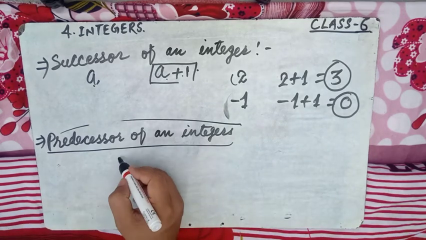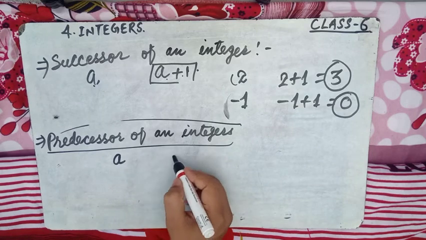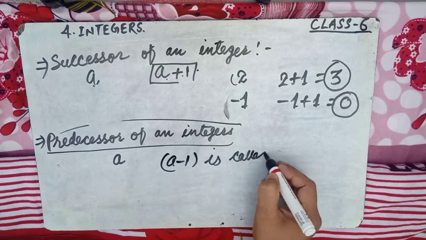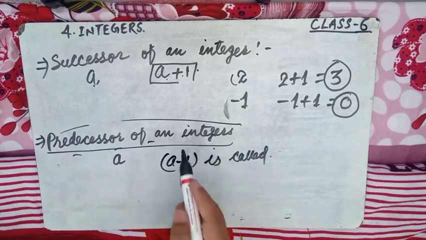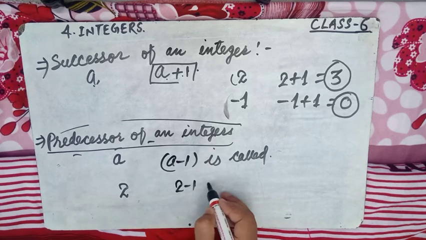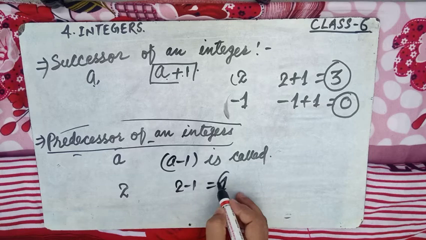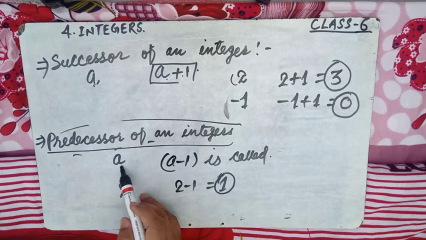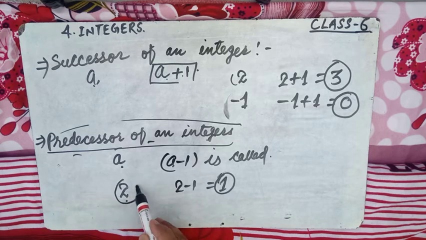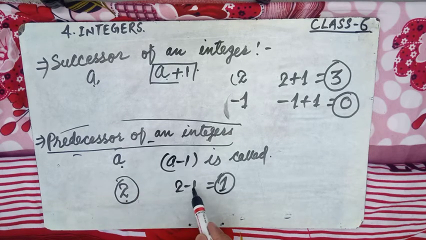Suppose a is an integer, then a minus 1 is called the predecessor of an integer. For example, suppose 2 is an integer, then 2 minus 1, which is 1, is called the predecessor of 2.